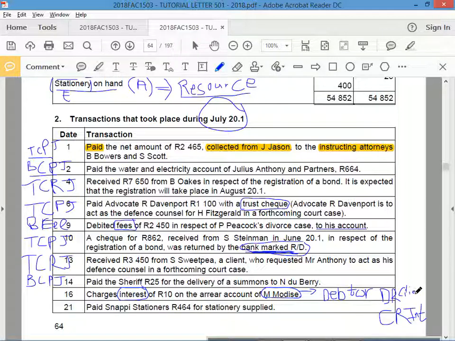Okay, that could go to a general journal. Why? It's an unusual transaction. It's not a fee, so it can't go to a fees journal. You're not receiving anything, so it can't go to a receipts journal. You're not paying anything, so it can't go to a payments journal. So if there is no journal for it, then take it to the general journal.